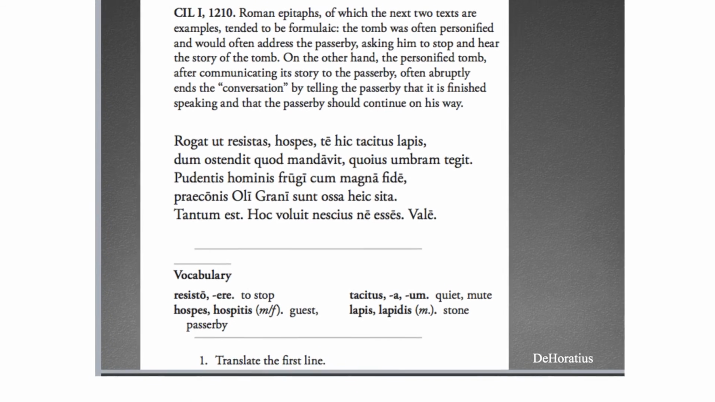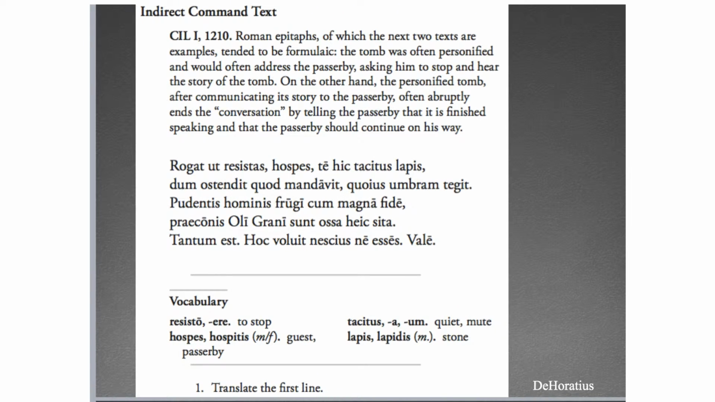All right. So if we translate that first line, where's my pen? Got it? Okay. So here's my verb of asking or commanding. So he asks you to stay, ut resistas, friend. Oh, sorry. The hic tacitus lapis is the "he." So this quiet stone asks you to stay, friend.